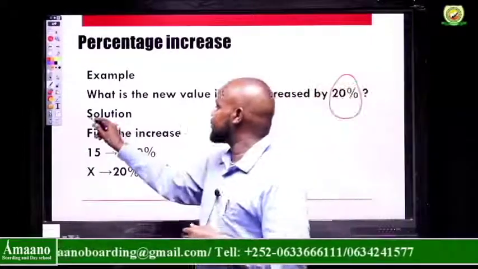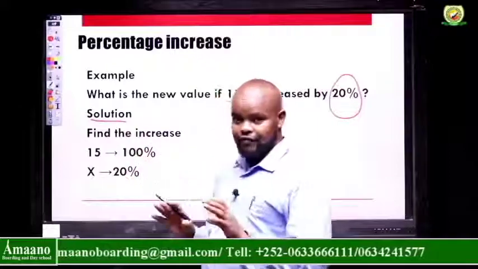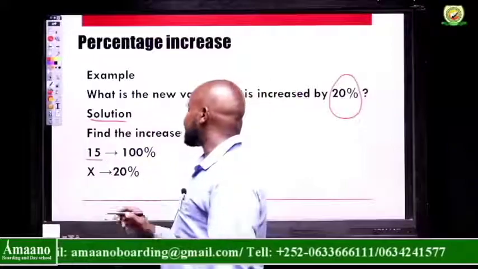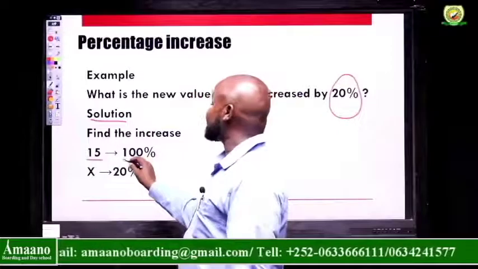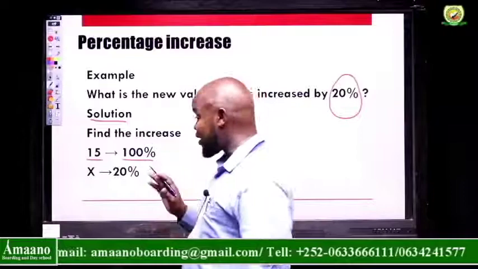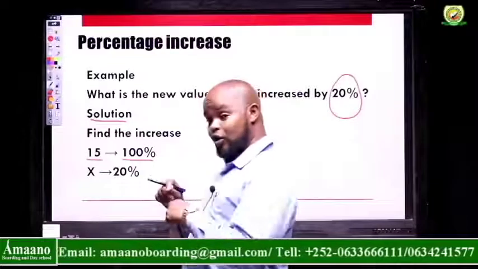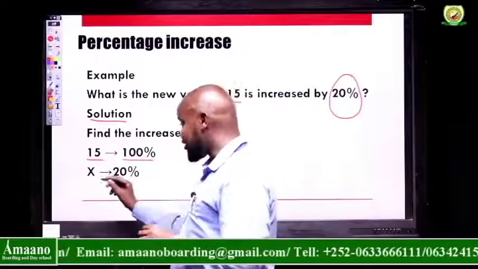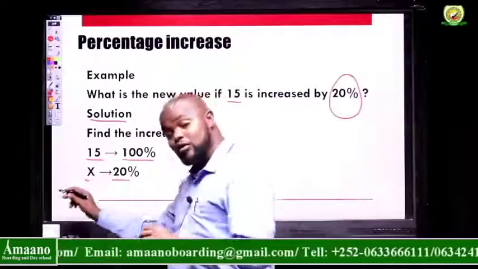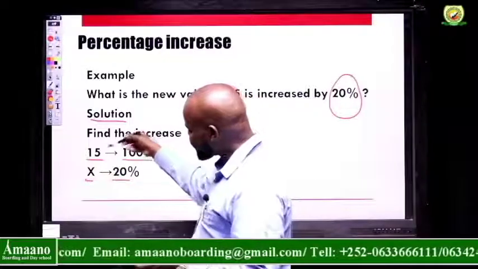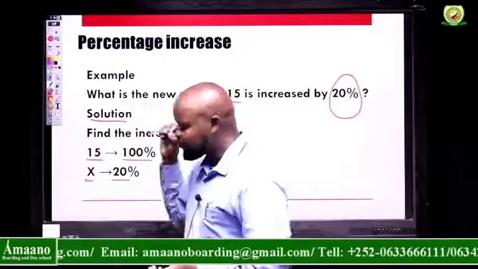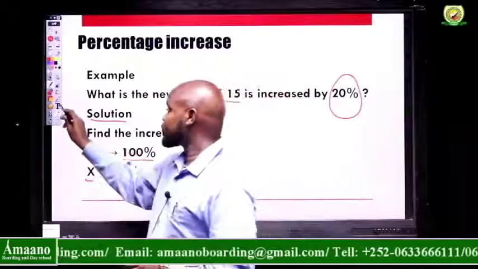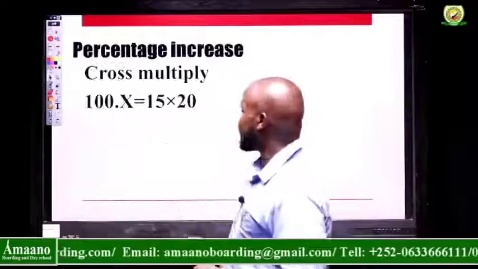So the solution is, find the increase first. First of all, we need to calculate the increase. So 15 is 100% first. So we are going to increase it by 20%. So what will the increase be? If 15 is 100%, what will 20% be equal to? Right?